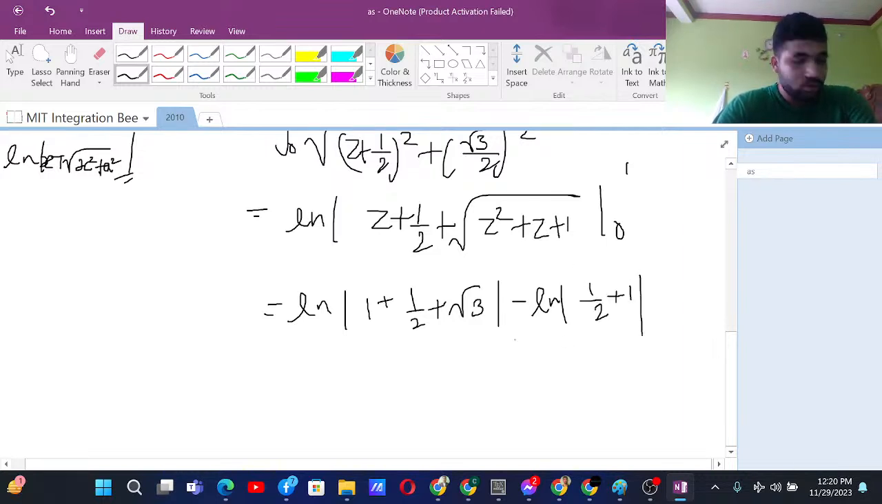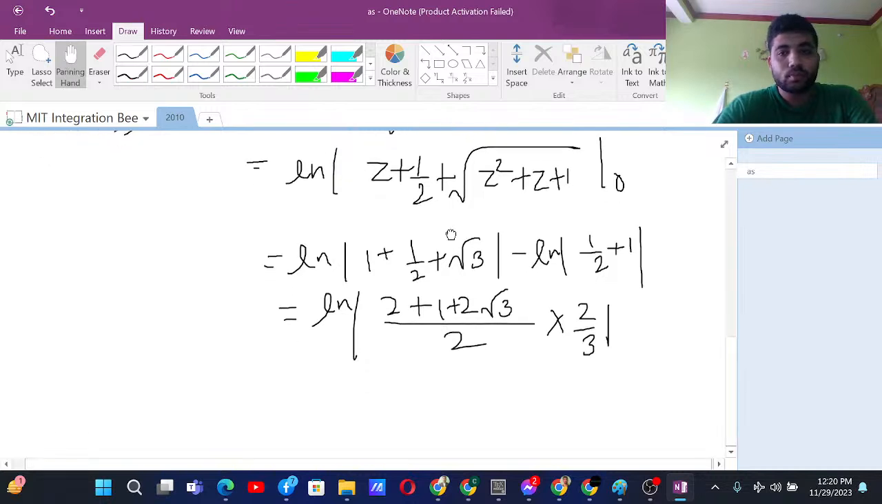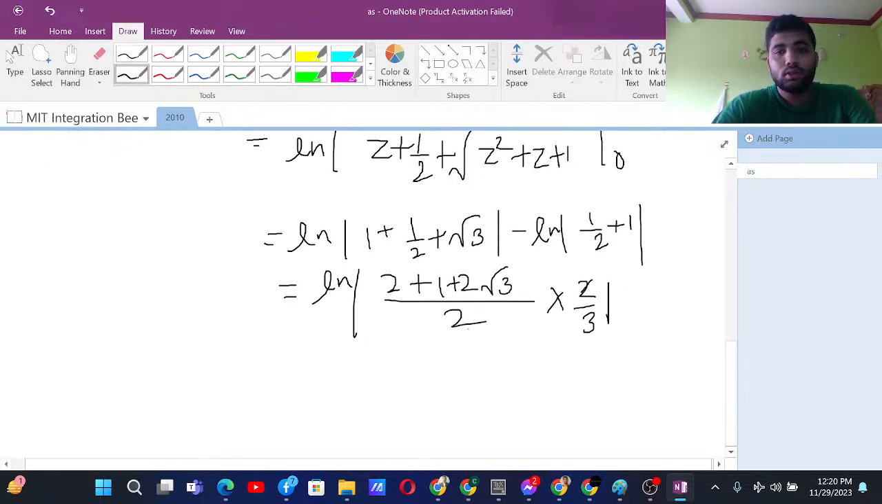Yeah, I think I'm doing good. And then it's ln of 2 plus 1 plus 2 root 3 by 2 multiplied by 2 by 3. If we merge these two, and then we can cancel these two out, and that's just ln of 1 plus, now this is, I guess, 3 plus 2 root 3. Yeah, that's 3 plus 2 root 3.